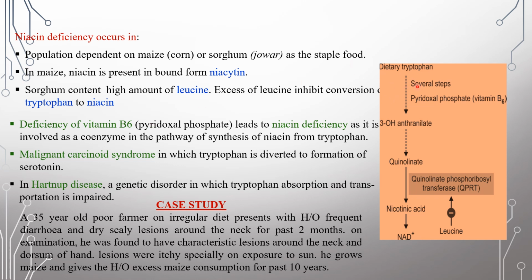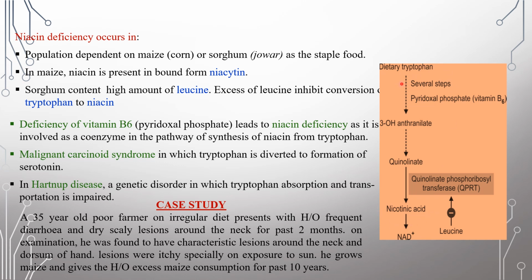We can see it here. Dietary tryptophan is convertible to nicotinic acid, which I've already discussed when I was talking on tryptophan metabolism. There is an important role of two vitamins: pyridoxal phosphate, that is vitamin B6, plus riboflavin or vitamin B2 is also involved, and plus iron. So these three components are very much required for conversion of dietary tryptophan to nicotinic acid.